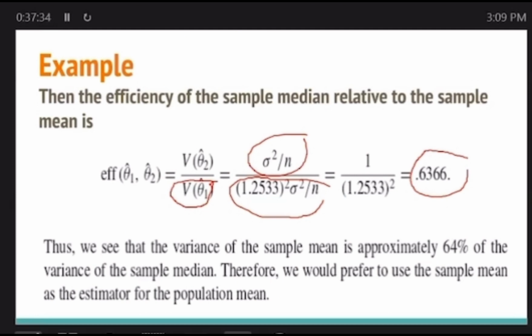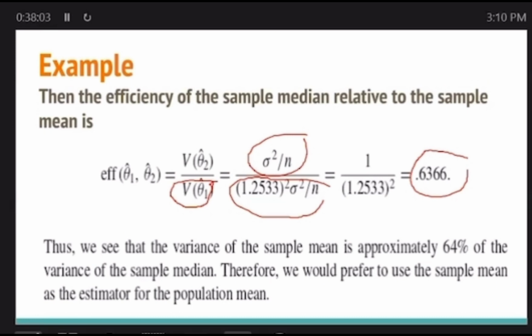And that was why, if I want to interpret that, you know what it means? The variance of the sample mean is approximately 64% of the variance of the sample median. So which means the variance of the sample median is bigger than the variance of the sample mean. Any question?